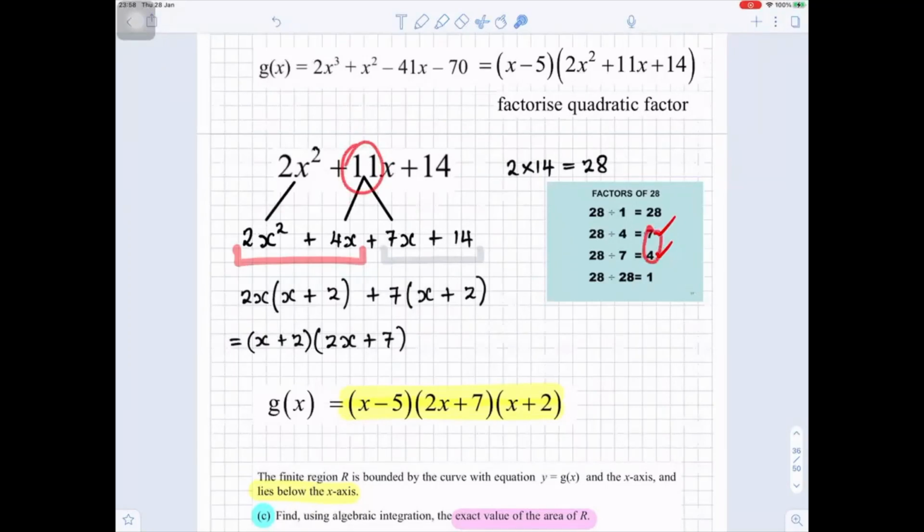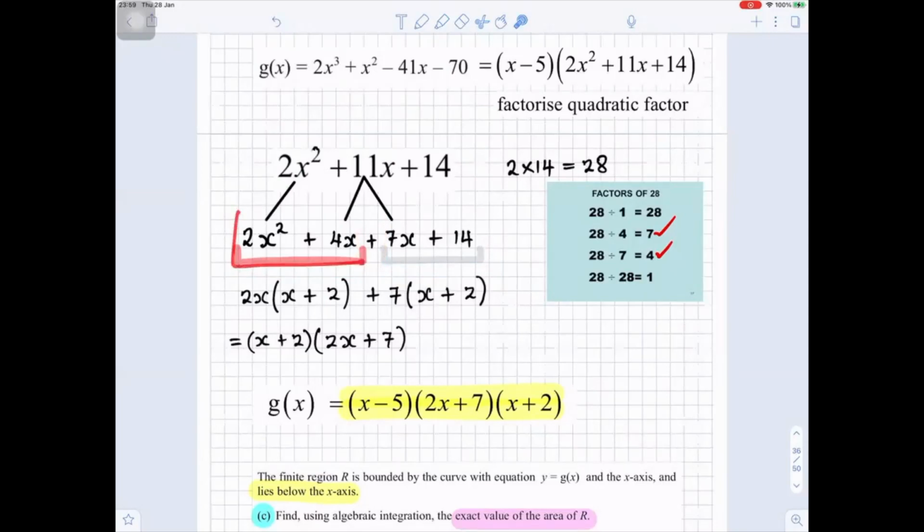4 and 7. So 2x squared stays the same. We split 11x into 4x plus 7x. 4 plus 7 is 11. And the 14 stays the same. So this is very important. We have 1, 2, 3, and now we have 1, 2, 3, 4. The reason why we split the middle one into 2 is so that we have 4 things and we have a pair. This is the first pair and this is the second pair, which we can factorize.